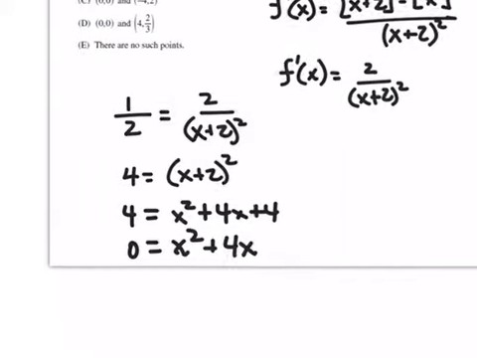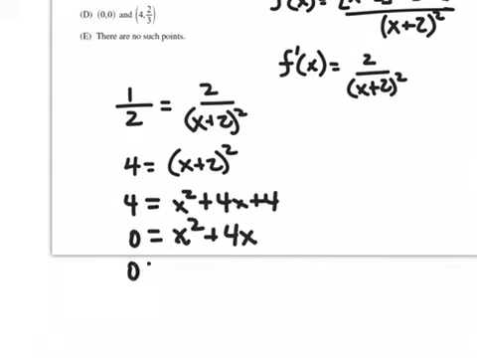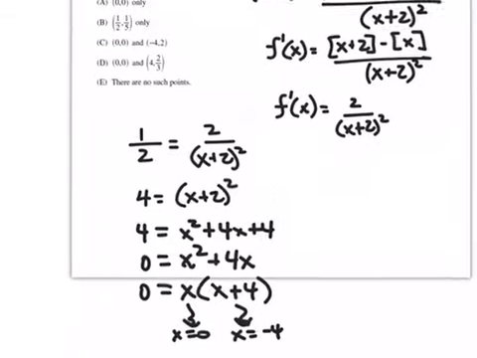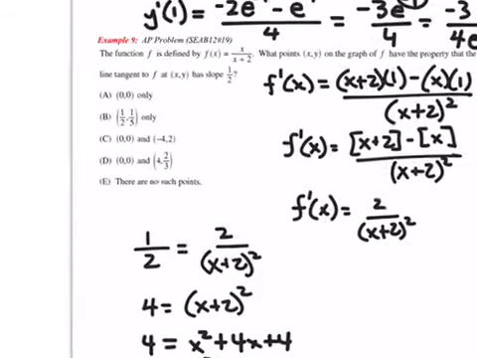So to me, it looks like 0. Let's factor out an x. That leaves me with x plus 4. That tells me that when x equals 0 or x equals negative 4, I should have a slope of 1/2.